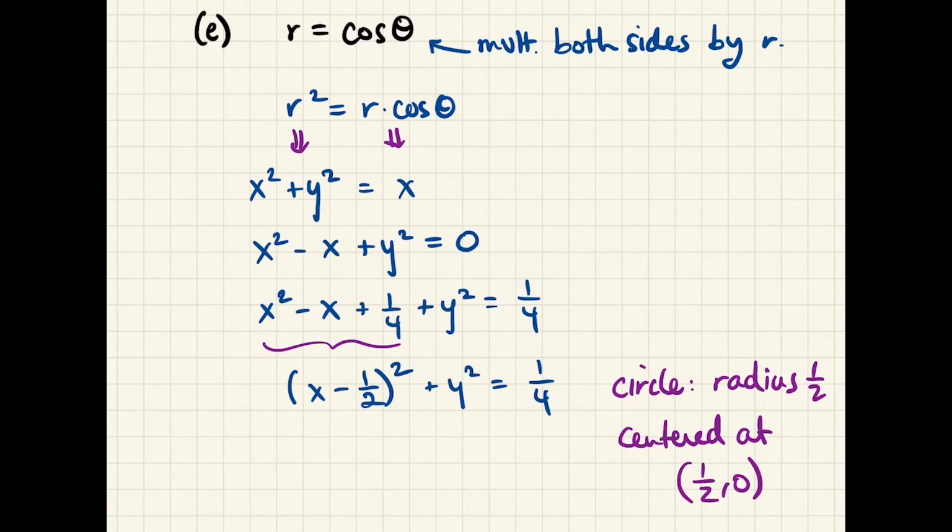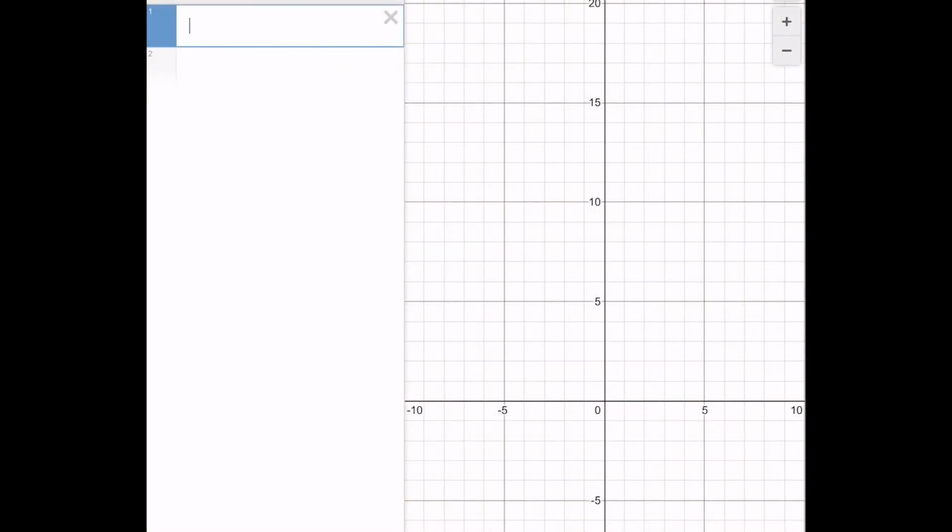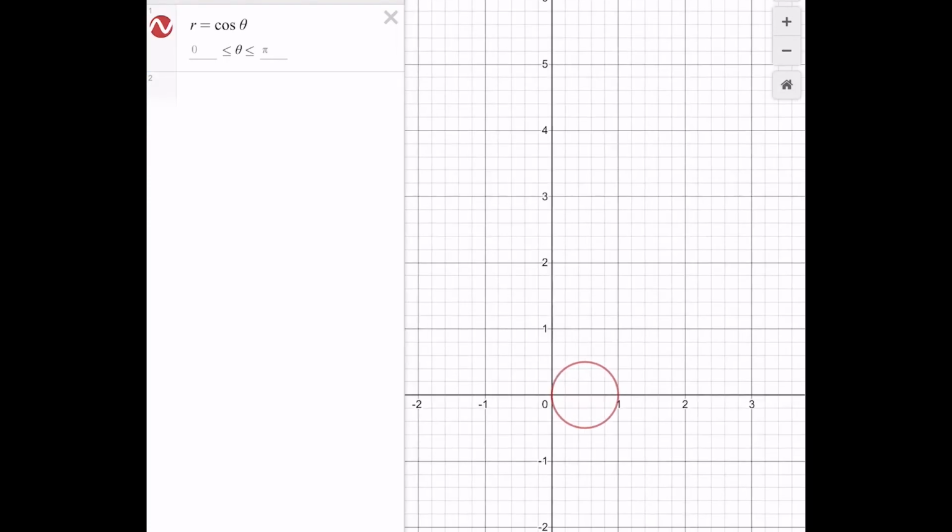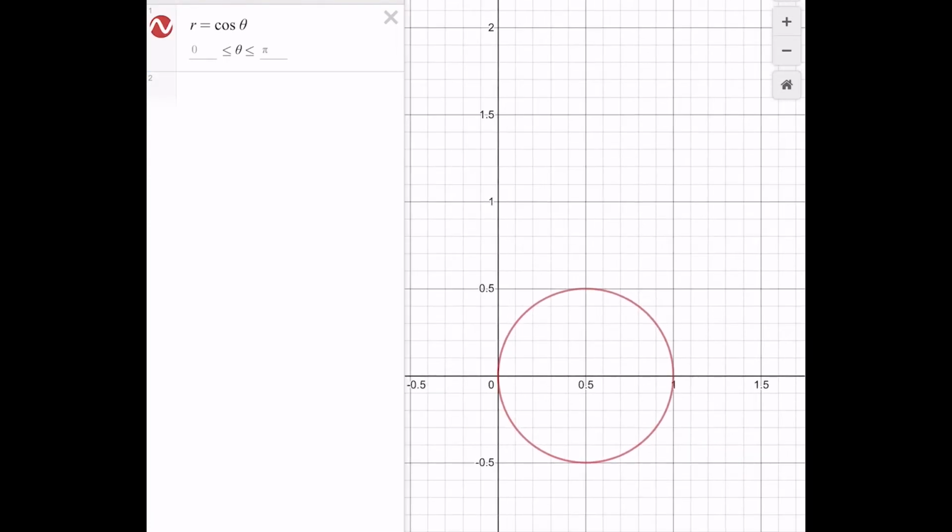Okay, so why don't we sketch that one on Desmos? Yes, Desmos does do polar graphs. So how do we graph in polar form? Well, you just start typing r in terms of theta. So I'm going to write r equals cosine of theta. And you can see that indeed this is a circle centered at (1/2, 0), and it has a radius of 1/2, just like we predicted.